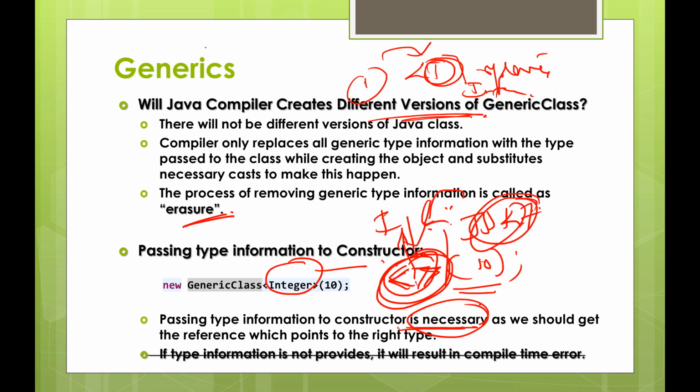Say, for example, if you have installed JDK6 in your system and you try this, it might show you a compile time error. Otherwise, that will be perfectly valid.